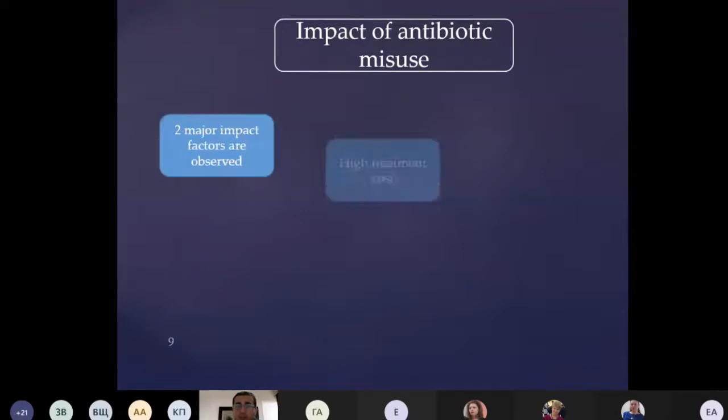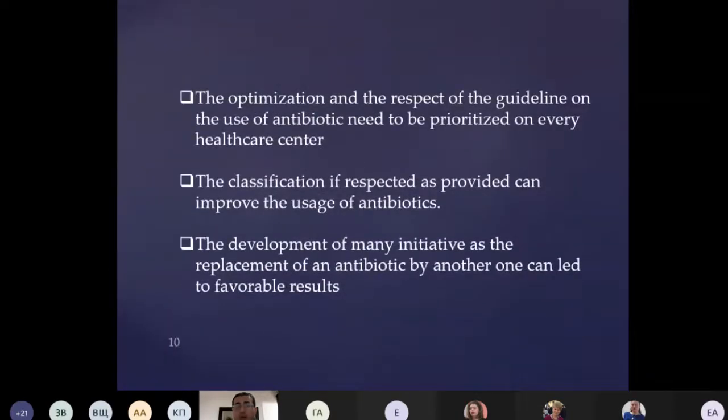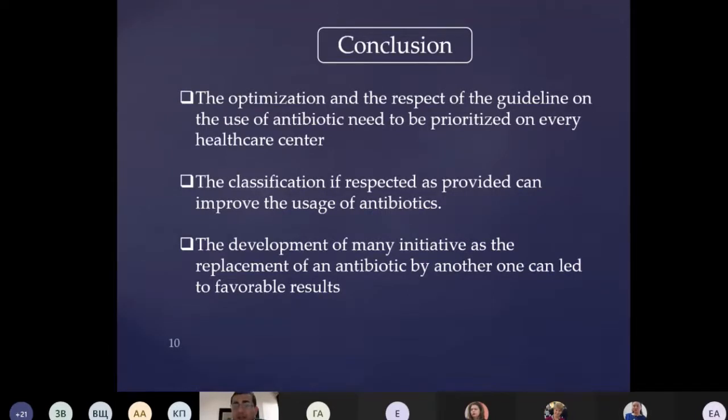Regarding the impact of antibiotic misuse, we have two major factors: the high treatment cost sometimes and the increasing mortality rate. So in conclusion, optimization and respect of international guidelines and the appropriate usage of antibiotics need to be a priority in every healthcare center, every specialized hospital.